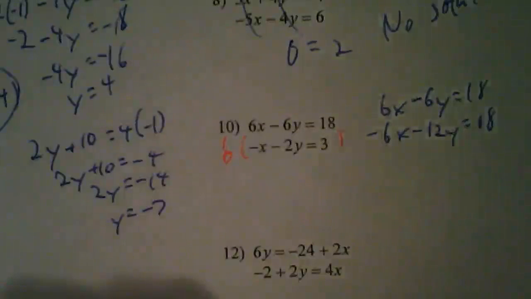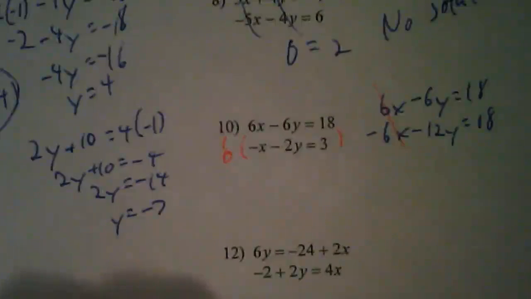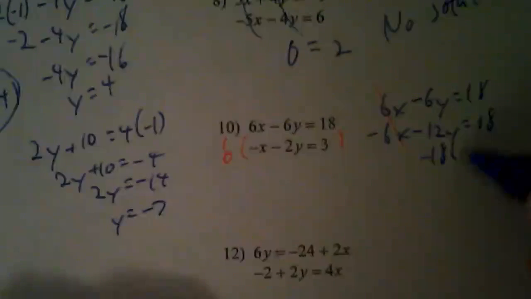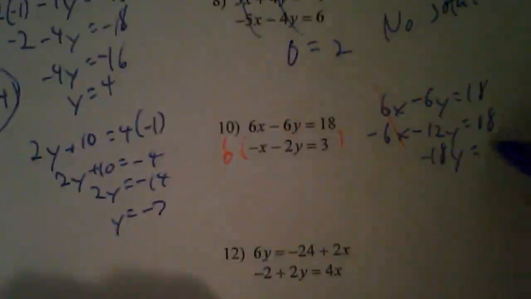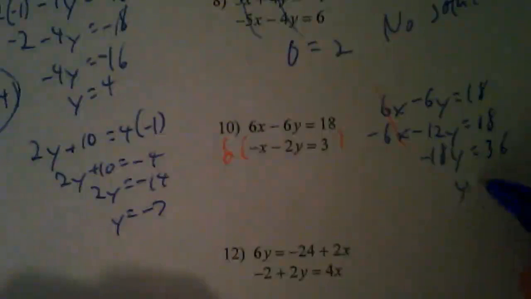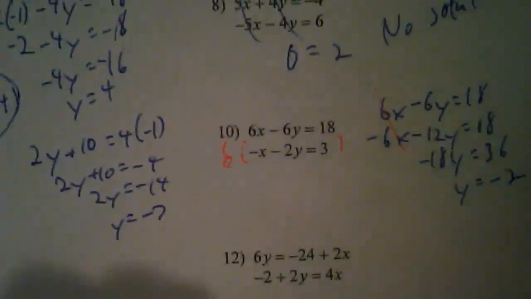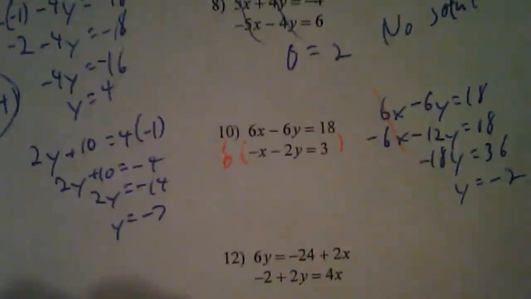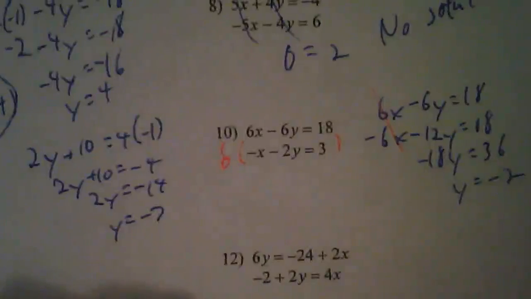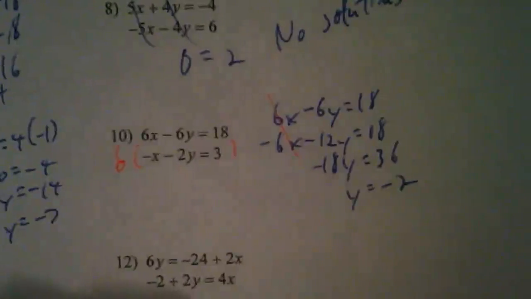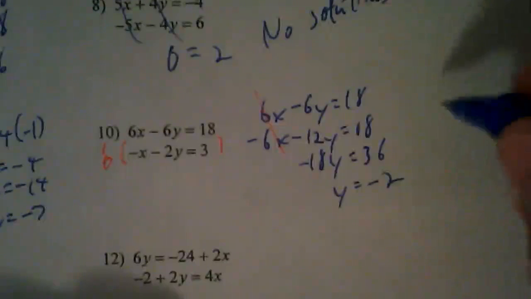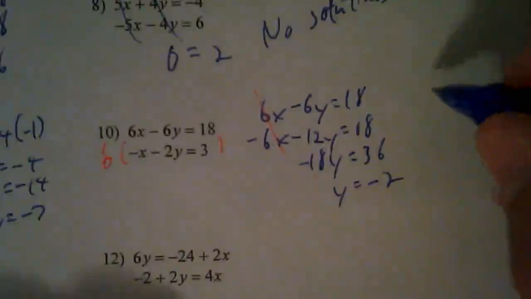So these will cancel out. This gives us -18y. This gives us 36. Divide by -18, and you get -2. So that was y. Plug it back in to get x. Again, it doesn't matter which one you plug it back into. I'm going to go bottom equation this time.